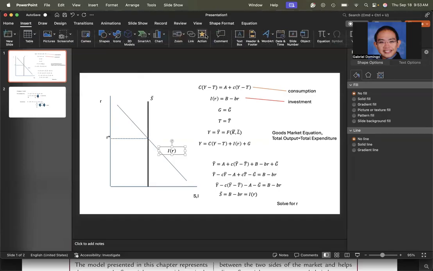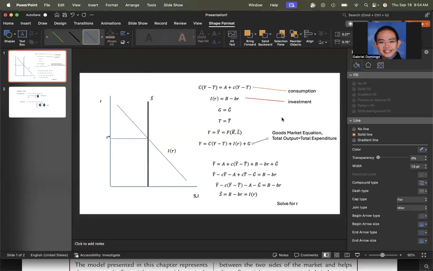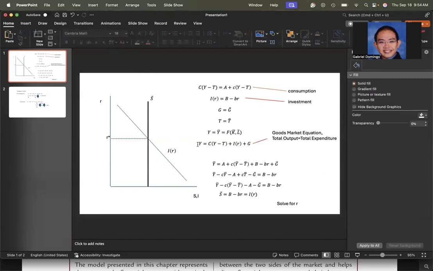And then finally, this is the thing that's very important that closes out the whole model that everyone should remember. This is your goods market equilibrium equation, where total output equals total expenditure. It's Y, your total output, equals C plus I plus G, that's your total expenditure.